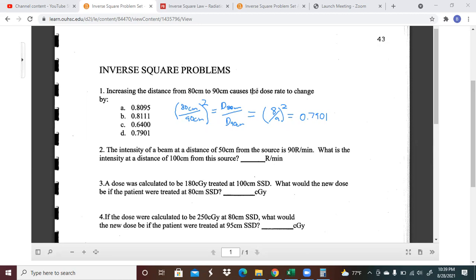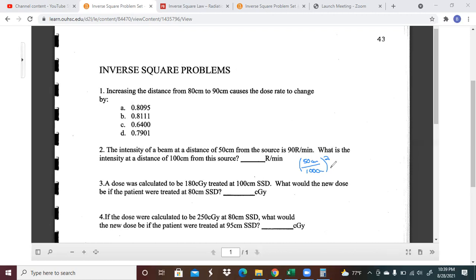Okay. Now let's take a look here at problem 2. The intensity of the beam at a distance of 50 cm from the source is 90 Roentgen per minute. What is the intensity at a distance of 100 cm from the source? Well, let's take a look here. Again, this is going to change according to the inverse square law. You've got 50 cm, 100 cm. So this is the kind of ratio you're going to have to work with.